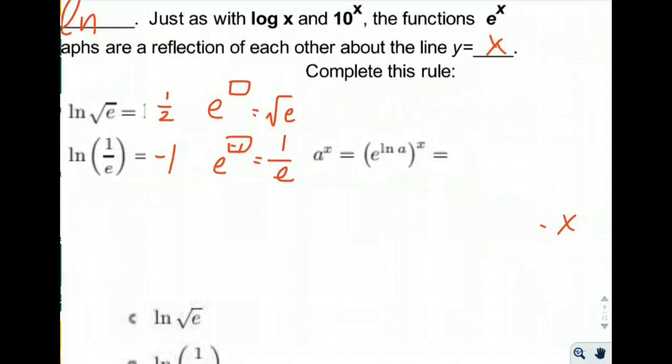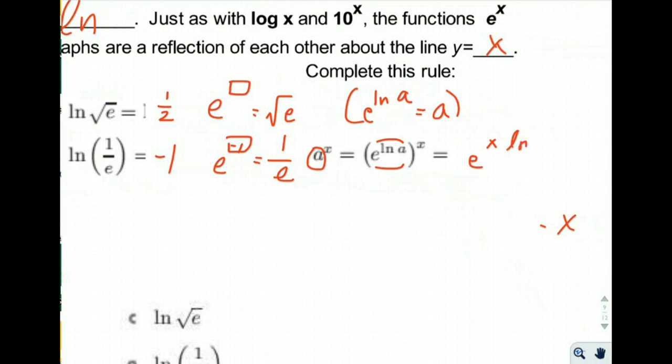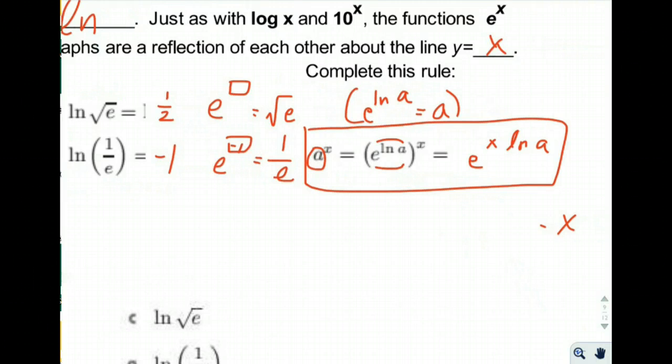A to the x is equal to, and instead of putting a, they substituted it for e to the log of a. Now e and log undo each other, so e to the log of a is just a. Okay, so they use this to put this inside. And now we can rearrange it to be e to the x log of a. Okay, and this is going to be important later. We'll see more at the bottom.